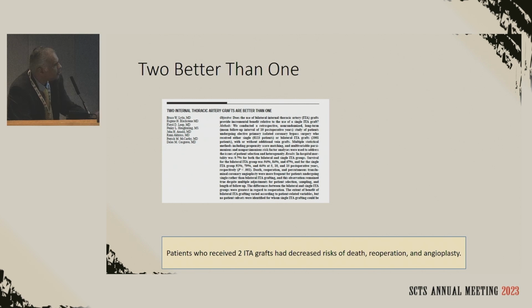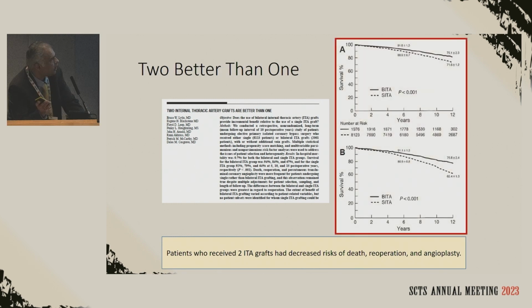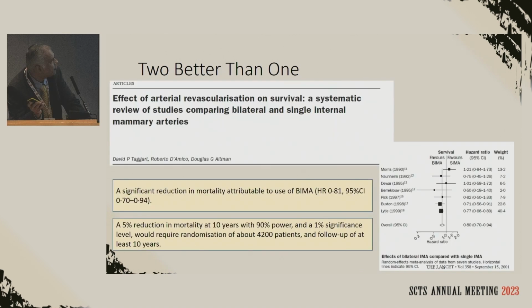Here is a seminal paper from 1999 published in the Journal of Thoracic and Cardiovascular Surgery by the same group, which showed that if you use 2 ITAs, or 2 internal mammary artery grafts, you decrease the risk of death, reoperation, and angioplasty. There's a difference in survival. There's a difference in need for reintervention.